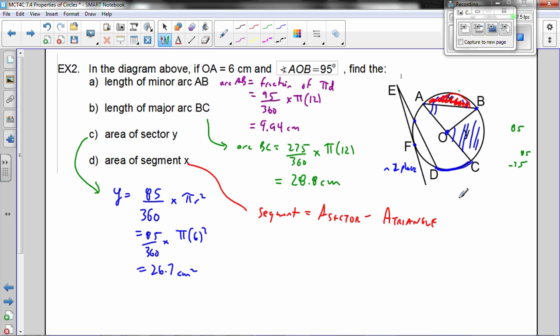The sector isn't bad, and I'm going to do the calculation over here. The sector is just a fraction of the area. What did we say that was? That was 95 degrees, right? 95 over 360 times the area. That's the fraction of the circle that it is. R was 6. And that sector area looks like 29.8, if you use a calculator.